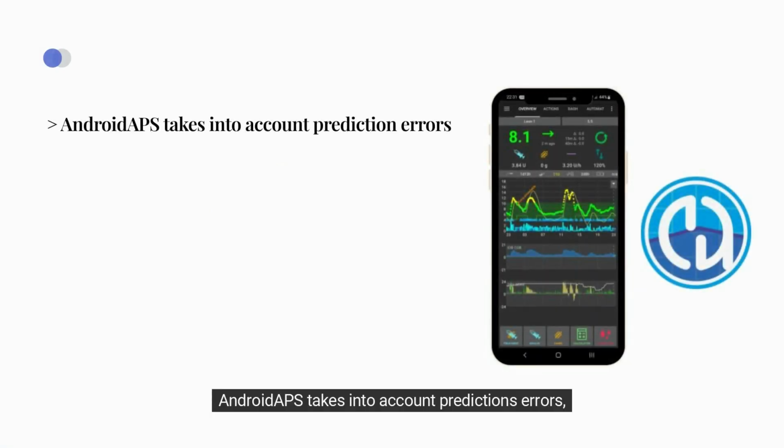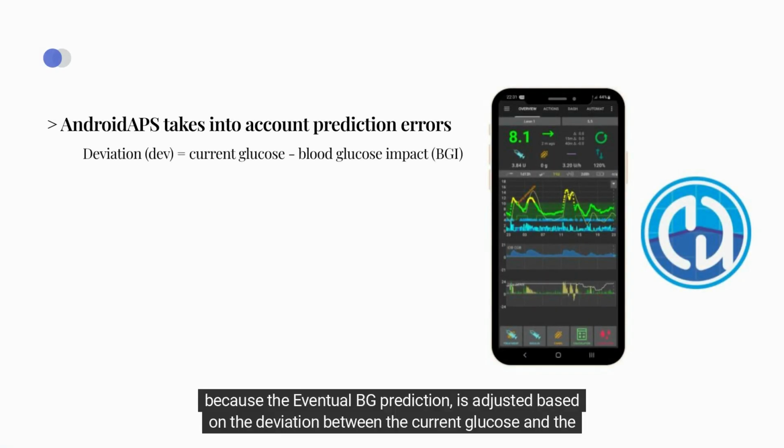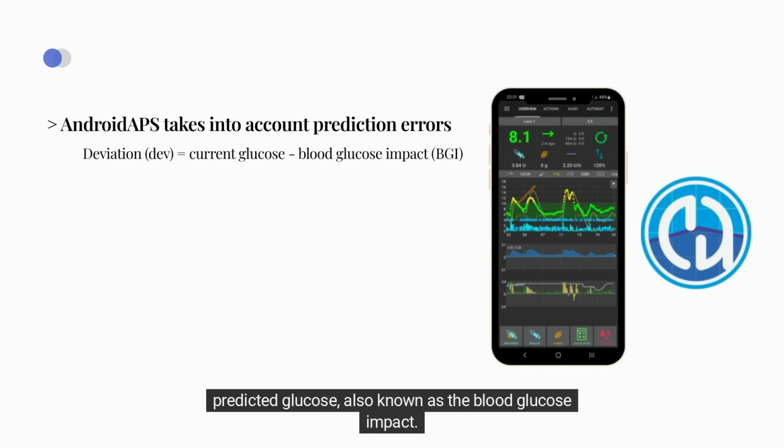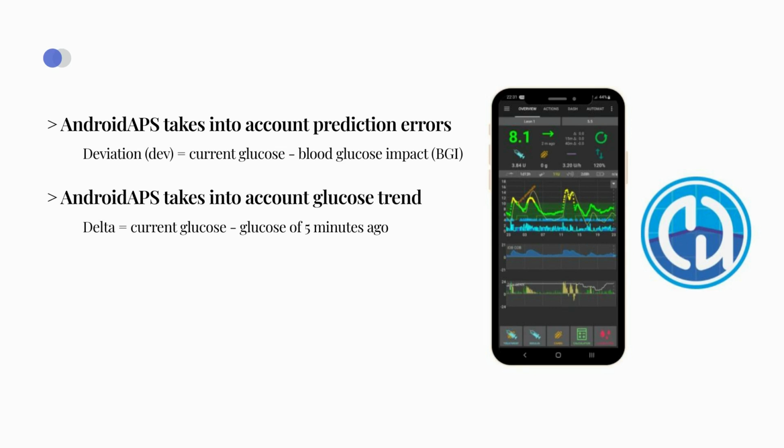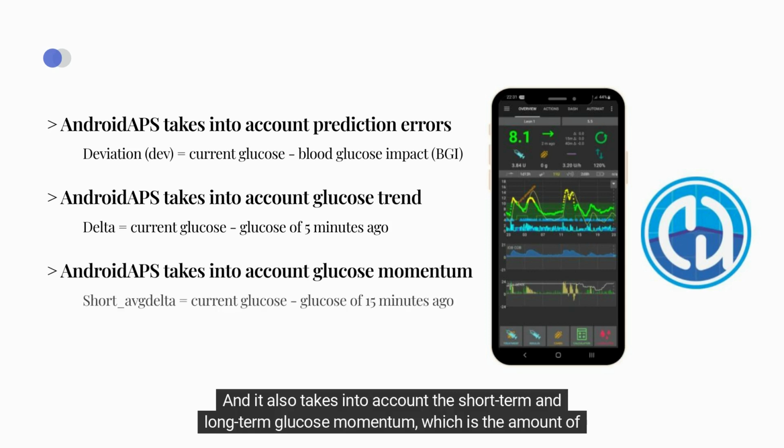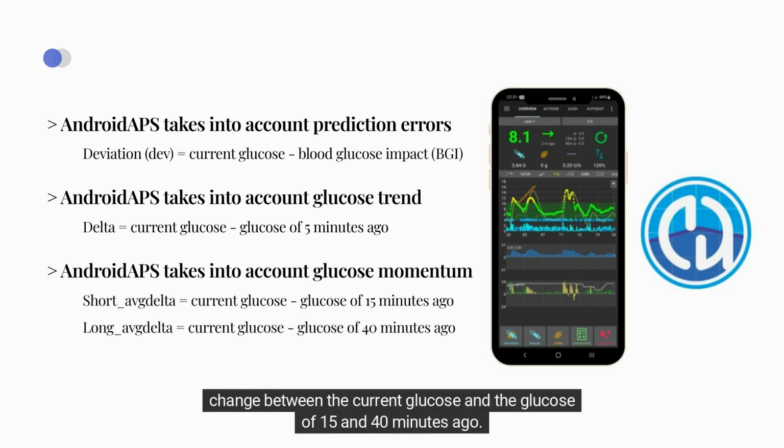AndroidAPS takes into account prediction errors, because the eventual BG prediction is adjusted based on the deviation between the current glucose and the predicted glucose, also known as the blood glucose impact. The algorithm also considers the glycemia trend by calculating the delta, or the difference between the current and past glycemia. And it also takes into account the short-term and long-term glucose momentum, which is the amount of change between the current glucose and the glucose of 15 and 40 minutes ago.